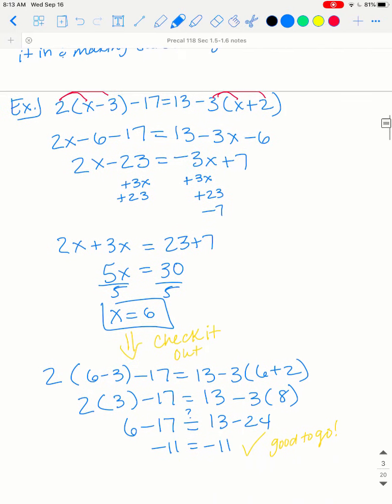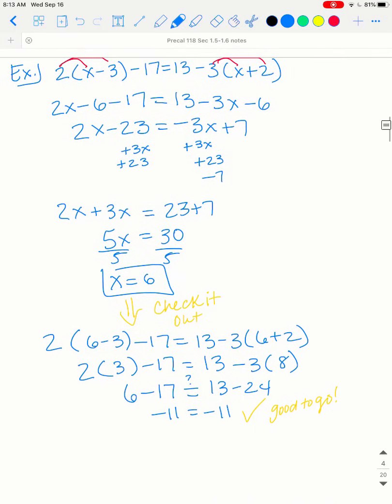So here is our next example. We're distributing the 2 to get rid of our grouping terms, and then we're also distributing the negative 3. So we get 2x minus 6 minus 17 equals 13 minus 3x minus 6.